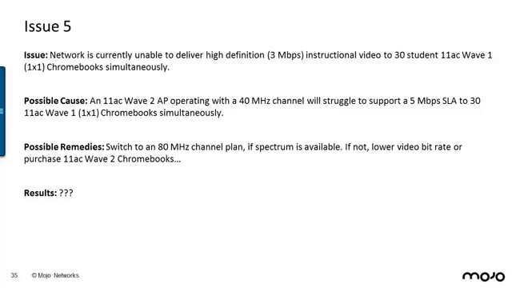Let's see, it's a 1x1. Yeah, 1x1. Oh, I'm sorry, I stand corrected. It's a 40 megahertz channel. So they're going to connect at 200 megabits per second. So that's the data rate that this group of clients are going to connect at.